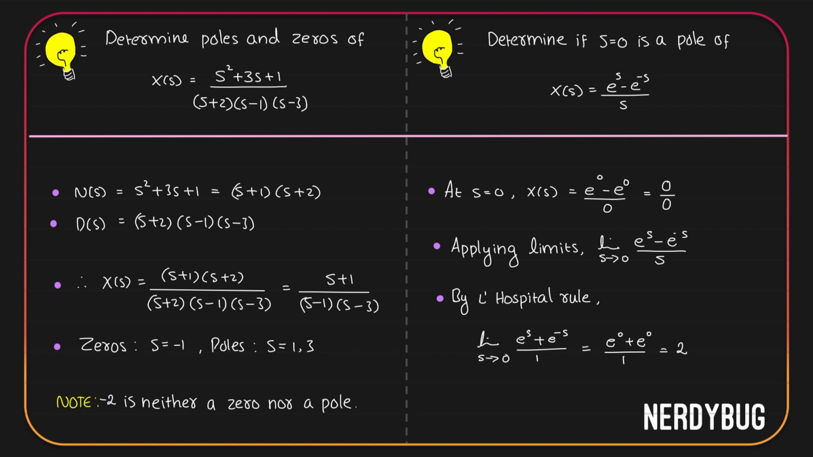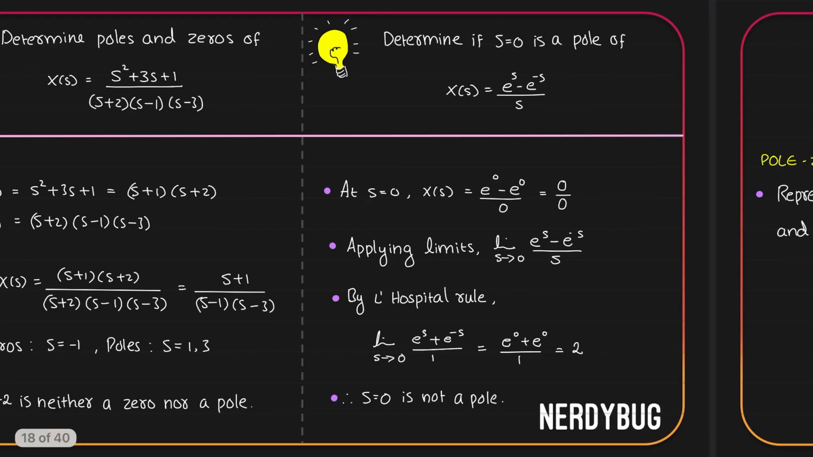So when s is equal to 0, X(s) is 2. If s were a pole, when you give s equal to 0, you should get X(s) to be infinite. But when s is equal to 0, we are getting X(s) to be 2. So the conclusion is s equal to 0 is not a pole of this function.